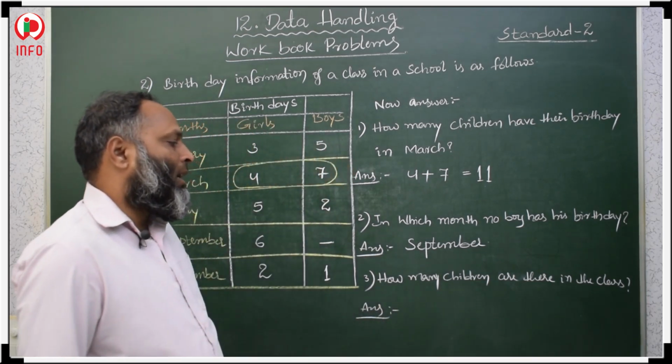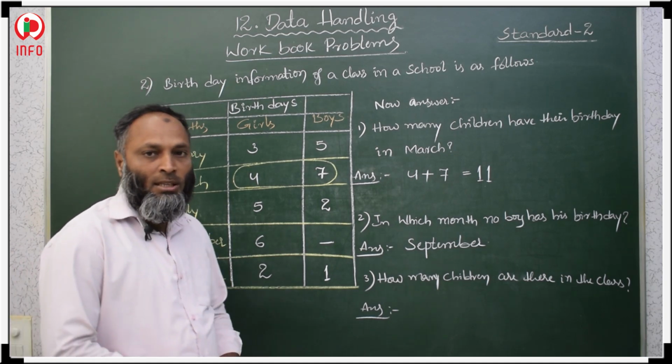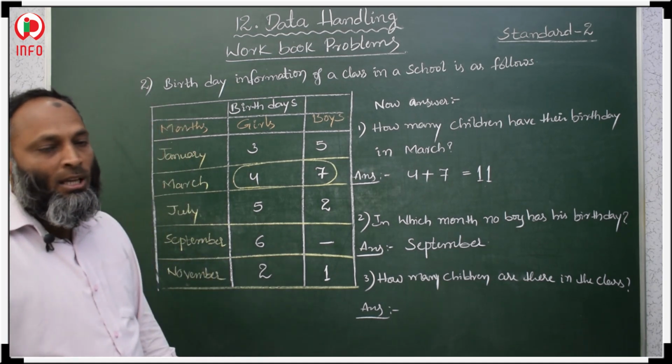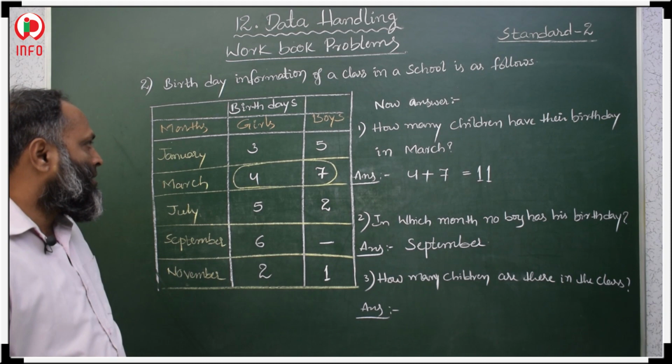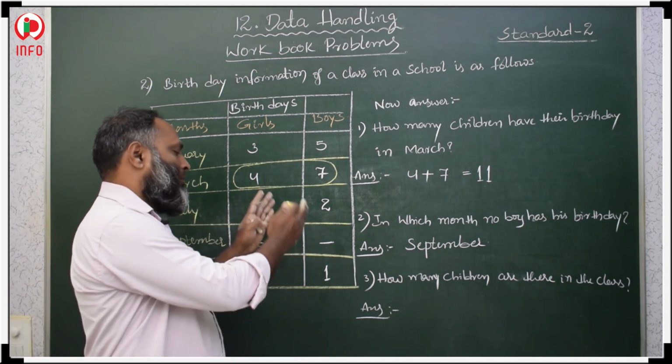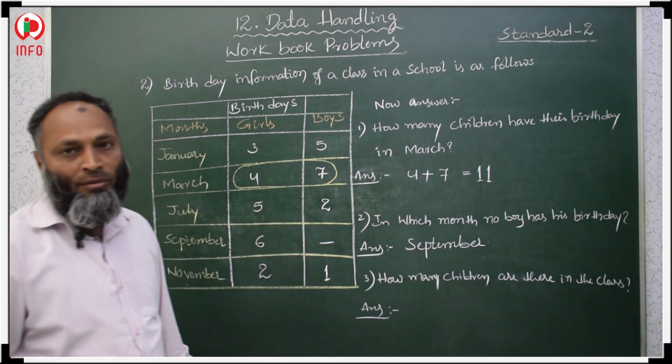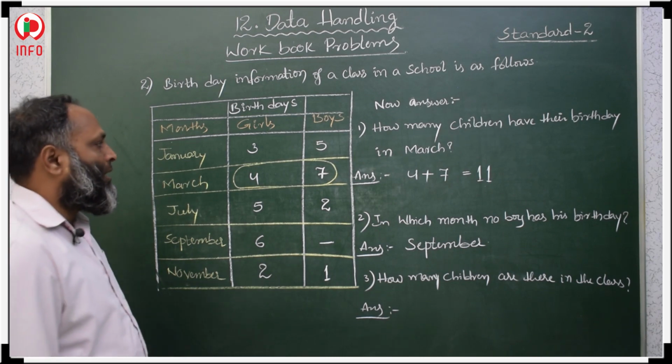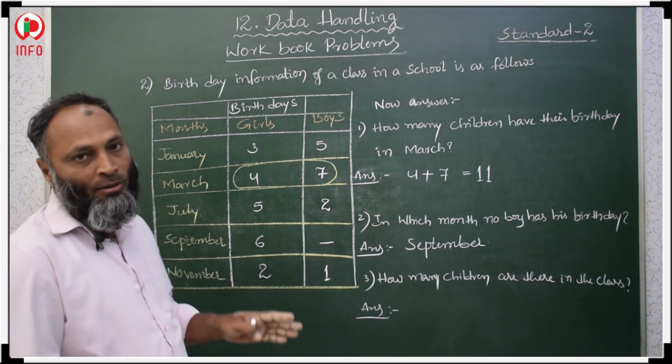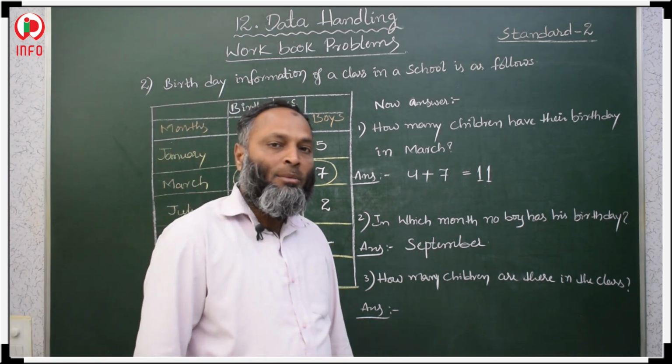How many children are there in the class? So how many children means number of girls and number of boys. We should add number of boys and number of girls. Then you will get total how many children are there in particular month.